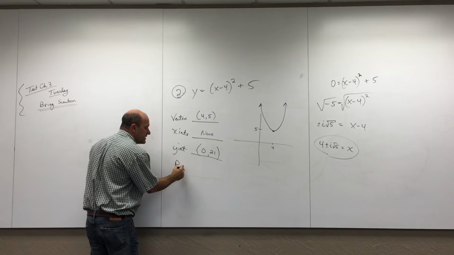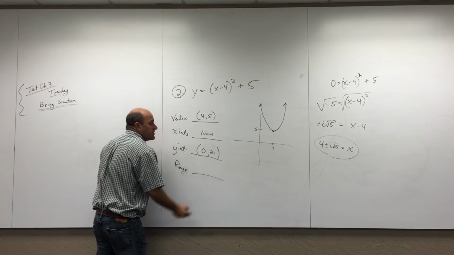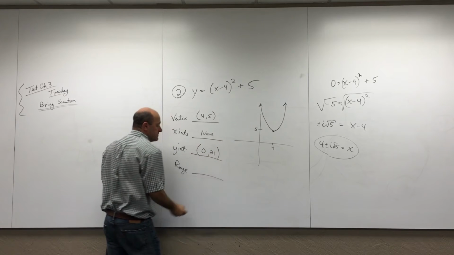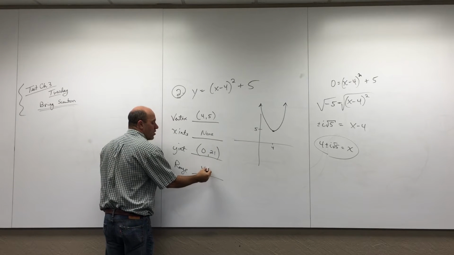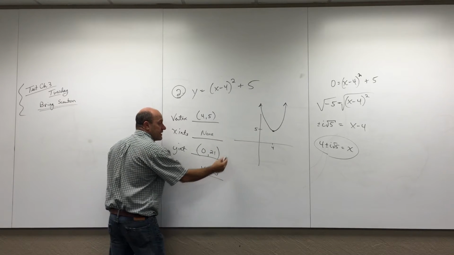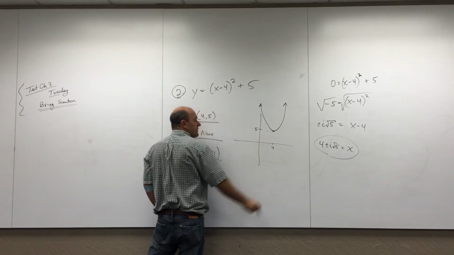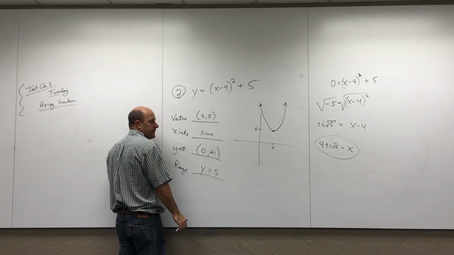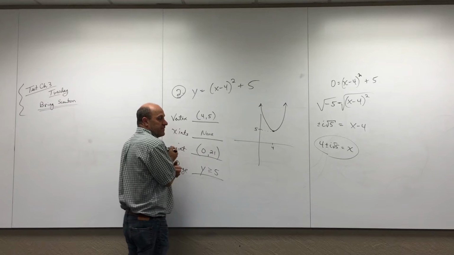And the range was, well, look at the picture. What is the range? Greater than or equal to 5, I think. It's this value. That's the lowest value. So that was fun.